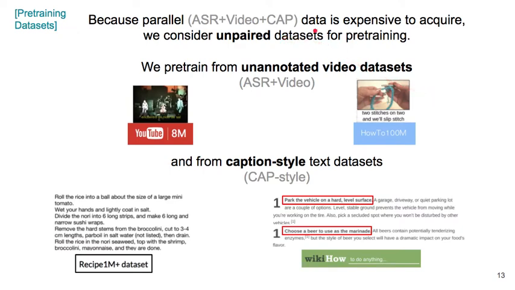Because parallel data, such as the ones we just saw, YouCook2 and ViTT, are expensive to acquire, we also consider unpaired datasets for pre-training. So basically 2 types of unsupervised datasets. The first type is similar to the input, and they contain ASR and video. So we look at YouTube 8 million and HowTo100M. The second style of pre-training dataset is similar to the output, and there are caption style datasets. So we look at Recipe1M. So it looks like recipe steps. And we also look at WikiHow. We take the first part, the header of each step, and we take those as tutorial steps.